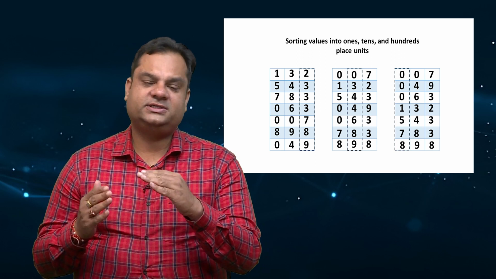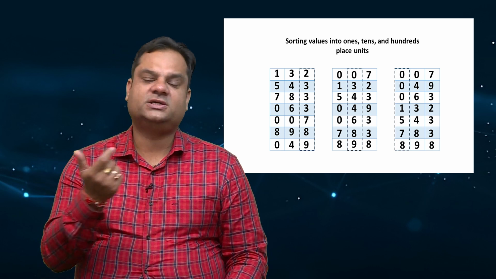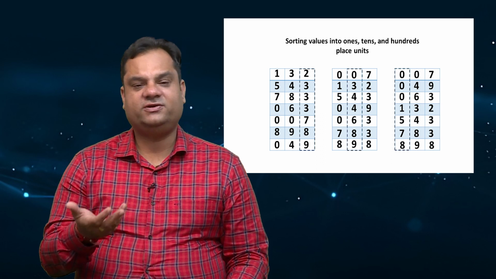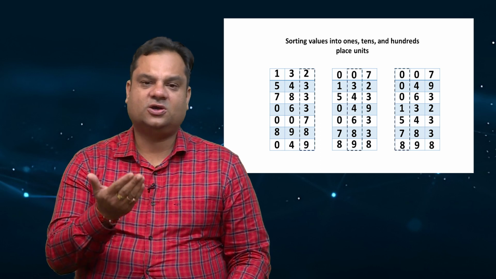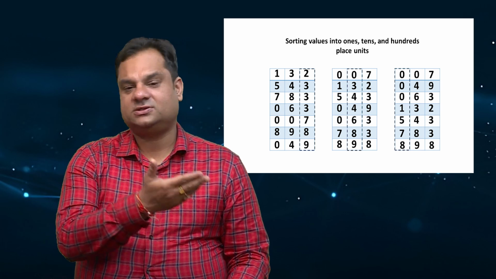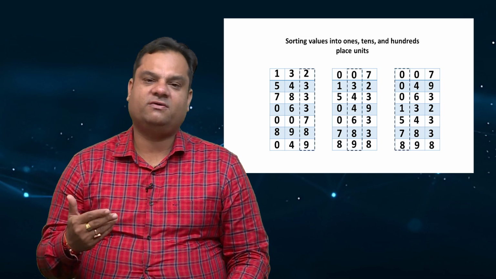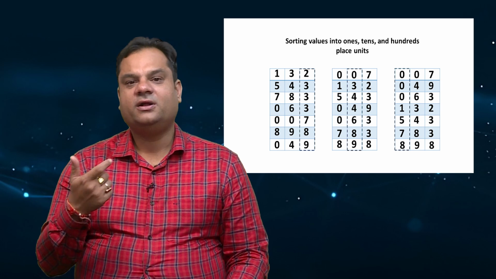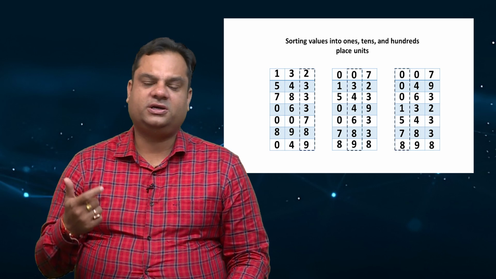It completely depends on the number of digits available in a particular data. Suppose we have a 5-digit number, definitely we go for ones, tens, hundreds, thousands, 10,000 like that. Suppose we have a 6-digit number, then we go for the lakhs place. So it depends on how many digits are available, and based on that we rearrange our data one by one.